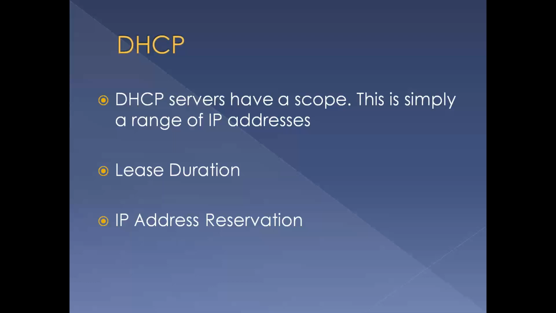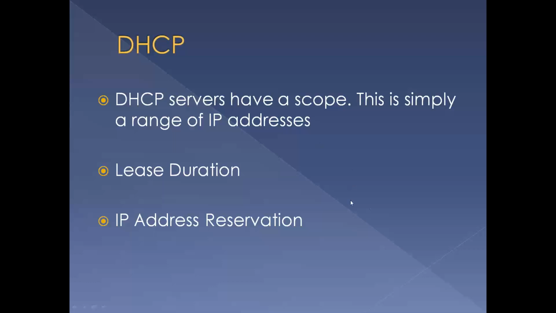DHCP servers have a scope. That's simply the range of IP addresses that are going to be used on this network. And they have a time limit. This is called a lease duration. Now, there might be certain IP addresses, like the ones your web server or file server is using, that are going to be reserved. For all the other machines on the network, it depends upon who goes to the server first. The IP addresses can change, but you might have certain ones that you say are always going to be assigned to my web server, my file server. They're not going to move. That's what's called IP address reservation. All the rest of them can be changed.